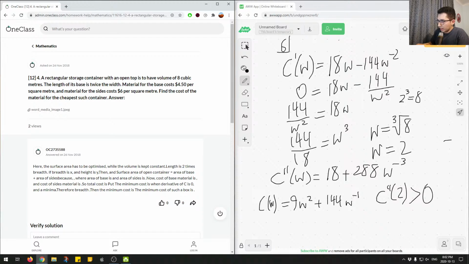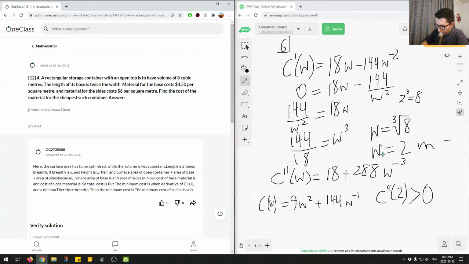Okay, so let's get back to the question. We completed the calculation and took the second derivative. We ended up with the second derivative greater than 0, so therefore we have a minimum, and we know we've minimized the cost function. So at the width equal to 2 meters, we know that the minimum exists.